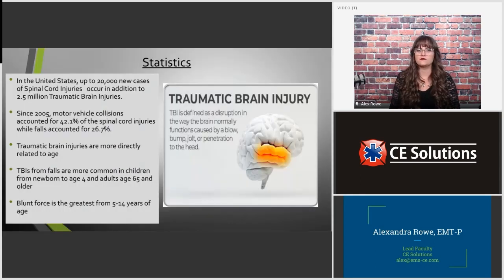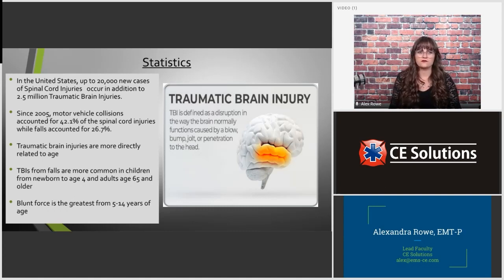Before we get into the real big details about these injuries, let's talk about numbers. Here's a few statistics. Here in the United States annually, there's about 20,000 new cases of spinal cord injuries a year, and about 2.5 million traumatic brain injuries. Now, as a healthcare provider, we know traumatic brain injuries cover every kind you could think of, from a minor, maybe small anoxic brain injury, to something more severe.